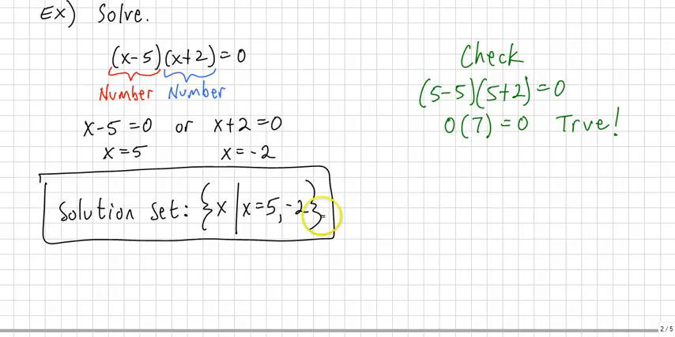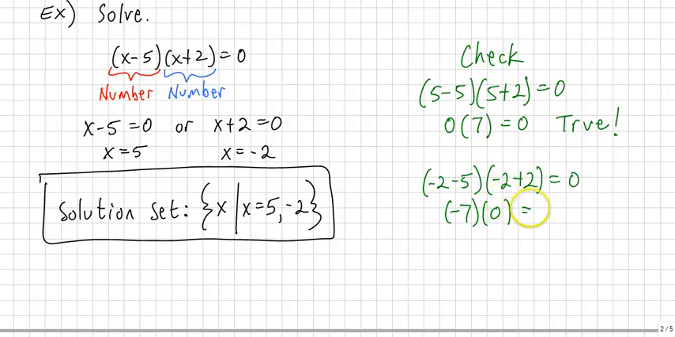Well, let's check x equals negative 2. So let's plug in negative 2 and see what we get. So we get negative 7 times 0 is 0. That's true. So both of those are solutions. 5 and negative 2 are both values of x that make that a true statement.